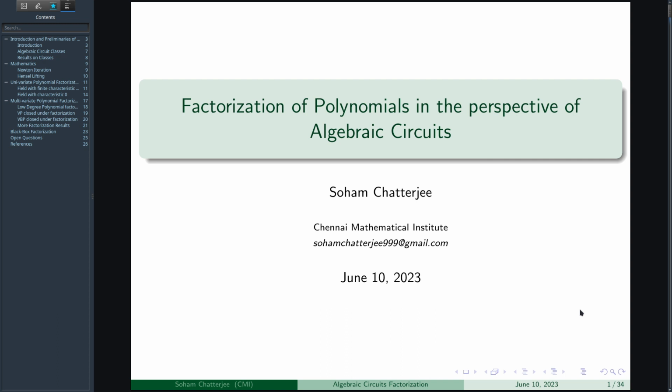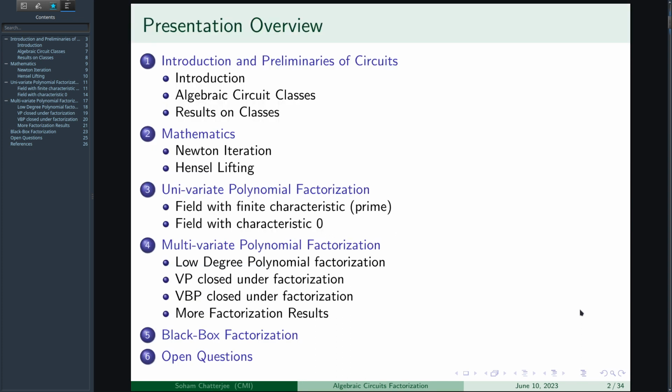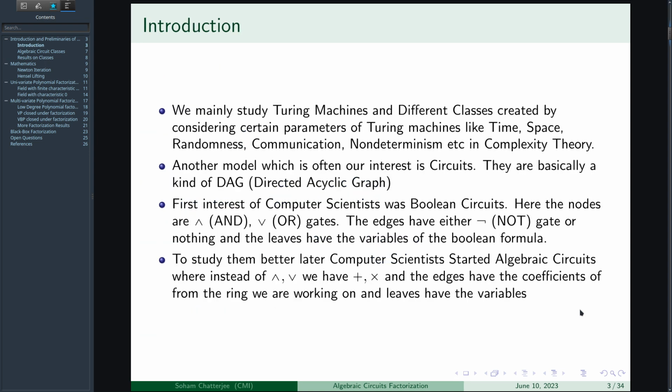Today's talk will be on factorization of polynomials, but using algebraic circuits. It is basically an overall survey of the major results we have got till now in factorization of polynomials. These are the topics we will mainly cover. I will describe them in much more detail later.